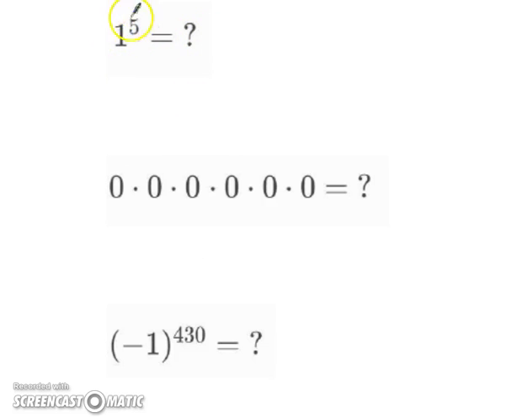Now, number 1. 1 to the 5th means 5 ones. So the exponent is a count of how many times you multiply the base, and this is a base. So in this case, it's telling you multiply 1 5 times. 1 times 1 times 1 times 1, and then 1 times 1 is 1, times 1 is 1, times 1 is 1. It doesn't matter how much you do it, the answer is 1.